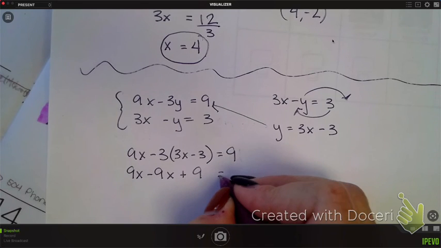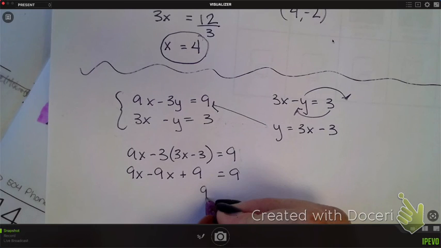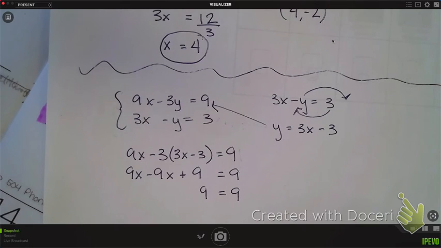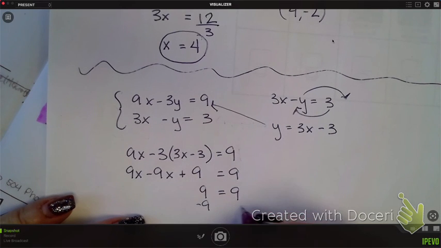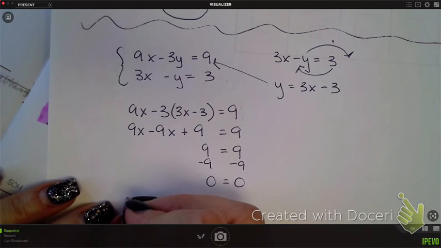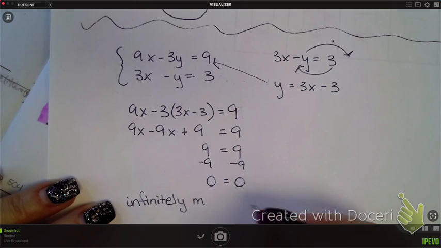Lots of 9s. What happens? You just add the like terms. The 9x cancels out, and then 9 equals 9. If you subtracted that before, it would be 0 equals 0. So can you guess how many solutions there are? No solution? Oh wait, infinitely many.